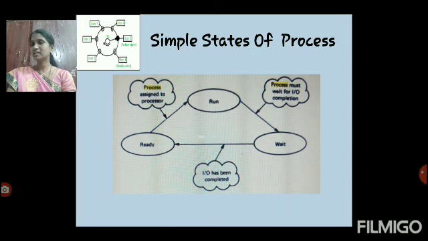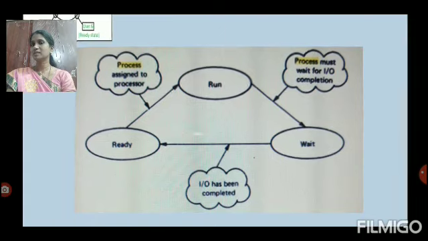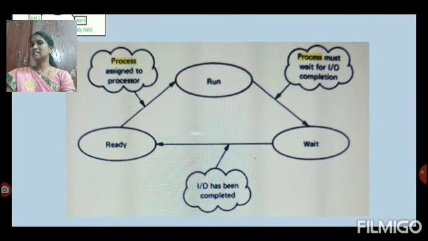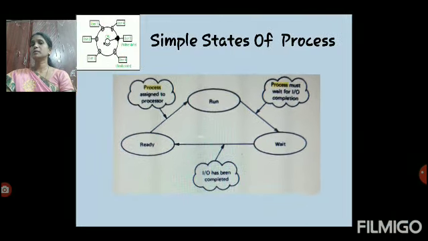So these 3 main states of a process we see in this diagram. See, I'll zoom it. We see on the top the run state and on the bottom we see ready and wait states. So what is run state? Process assigned to the processor. The next one is wait. Process must wait for some I/O completion. So the process goes from run state to the wait state. So what about the ready state? I/O has been completed and the process is ready to run. Okay, so that is called the ready state. So these are the 3 states of a process.